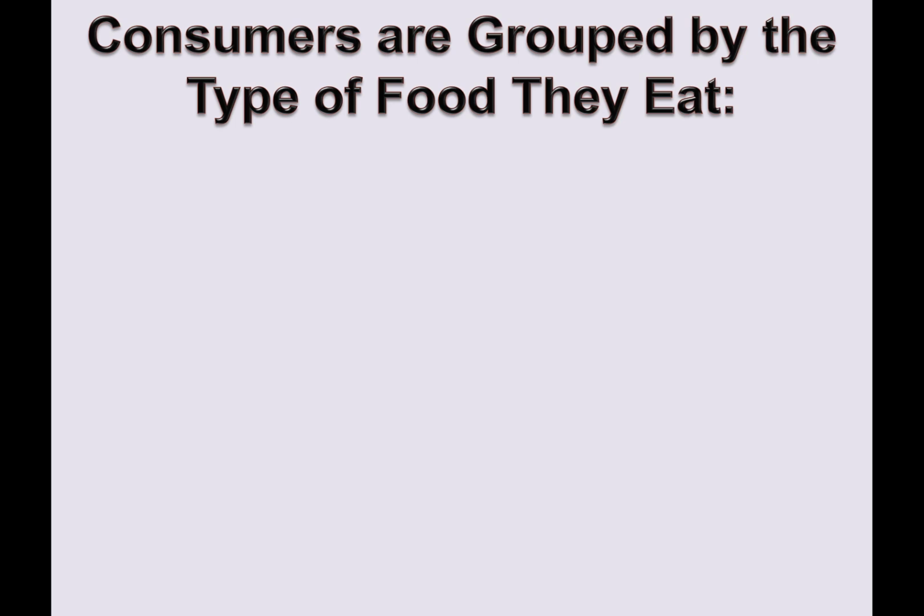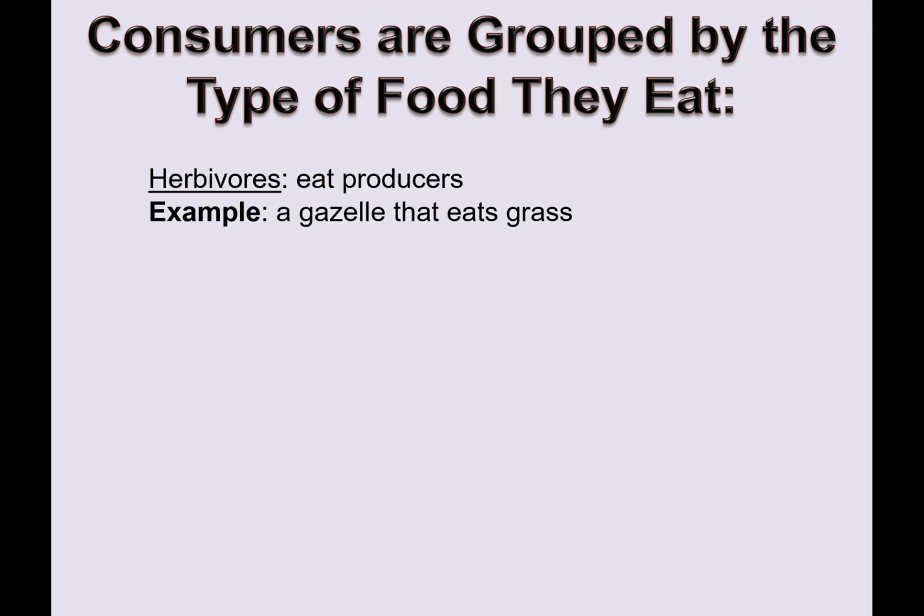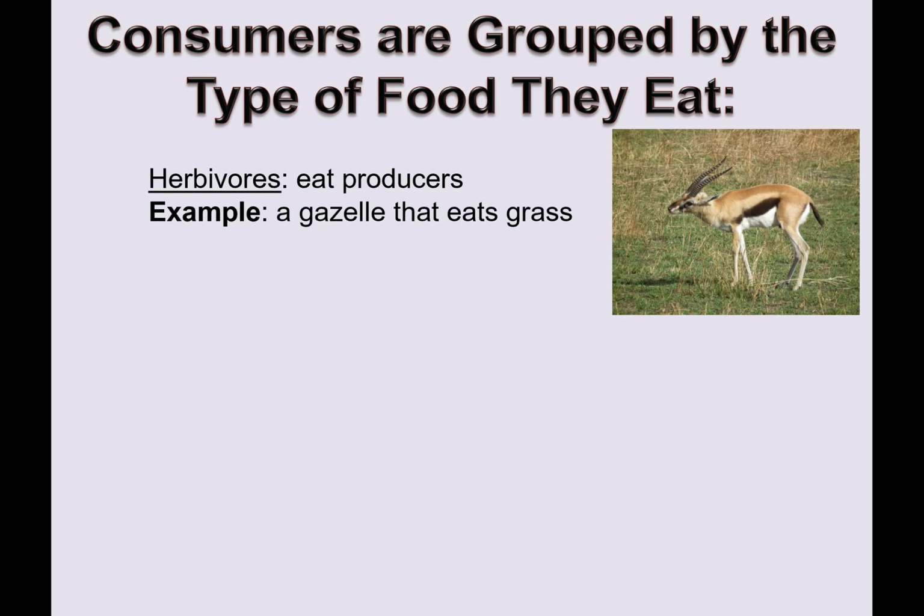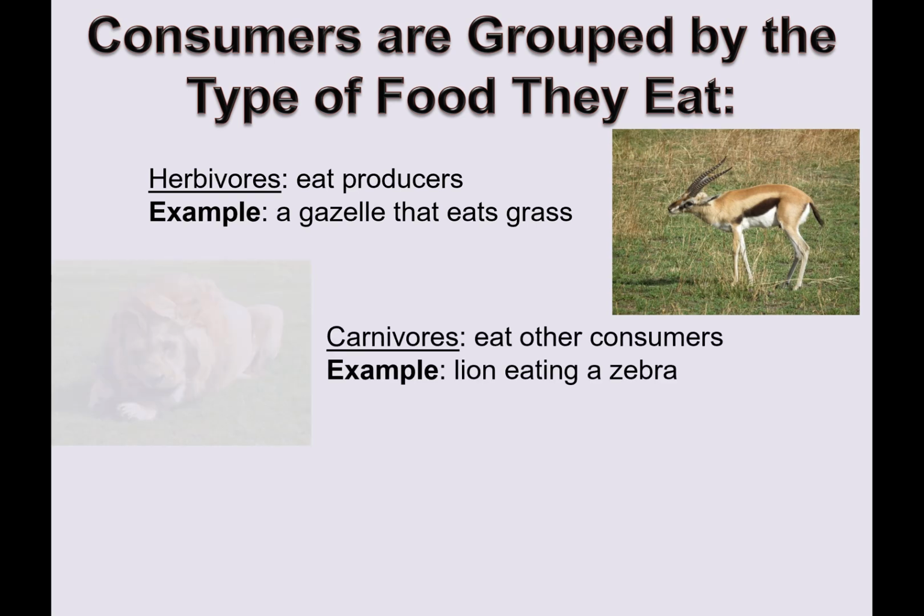And then we group consumers by what type of food they eat. So if you're an herbivore, you eat producers, and you might actually be an herbivore if you're a vegan, or if you have an all-vegetarian diet. Depending on what you eat, if you eat all plant-based food, then you're an herbivore. So these are organisms that eat producers. So here's an example with a gazelle that's eating some grass.